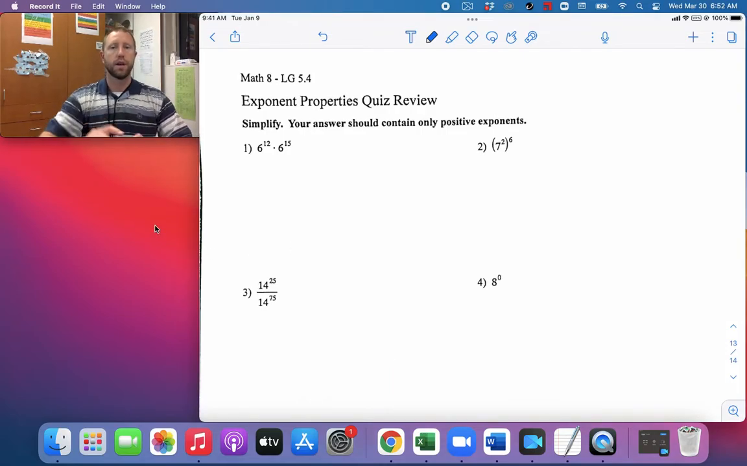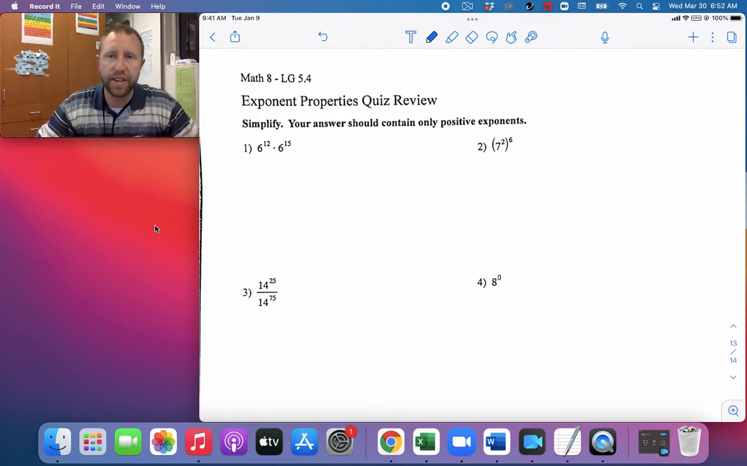We are doing a little review here for our exponents and scientific notation quiz. So Unit 6 Quiz B. We're going to start with our review on exponents. So that's what the first page of the review is. I'm going to go over these and then we'll do the next page, which is scientific notation.